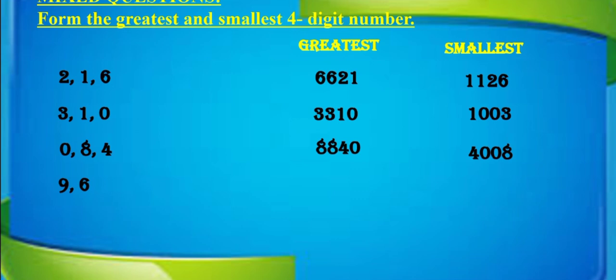Now if only 2 digits are given, how to form the greatest number? Repeat the greatest digit 9 two more times, that is 9996. And how to form the smallest number? Repeat the smallest digit 6 two more times, that is 6669.